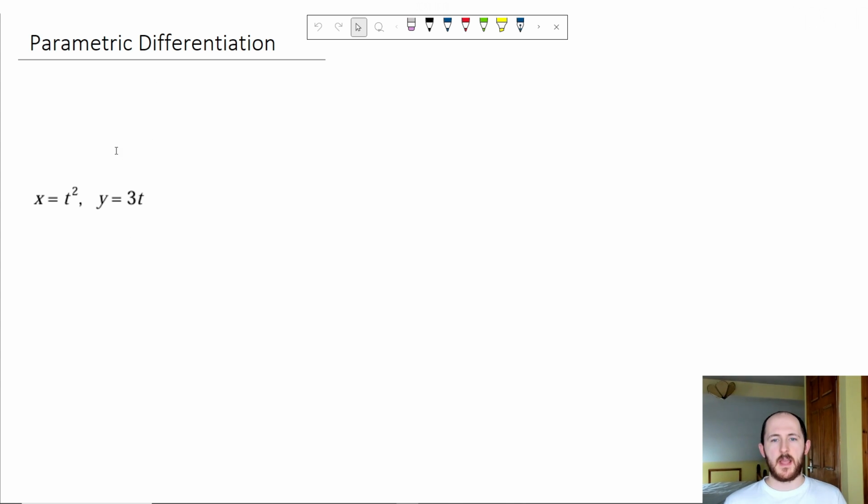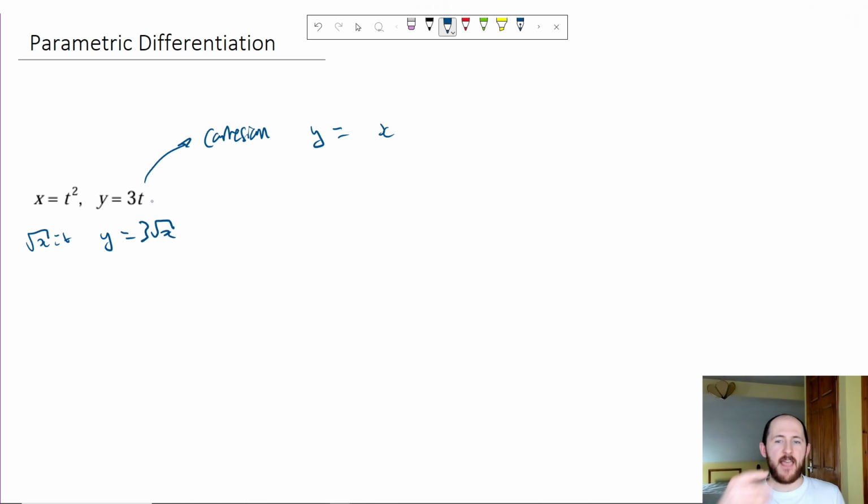But let's get into how we differentiate parametric equations. Now, there are two ways to do this. The first way is to create the Cartesian equation, where you have y equals and then something to do with x. So for example, in this case, I would literally just sub in t into here. So you could have square root x equals t, which means y is equal to 3 square root x, and then differentiate that. That is one valid way to do it.